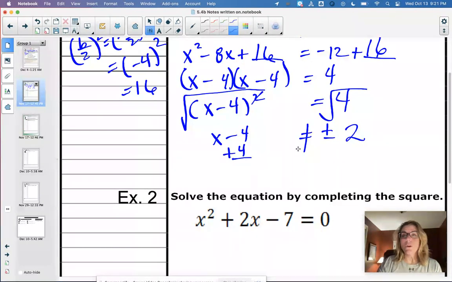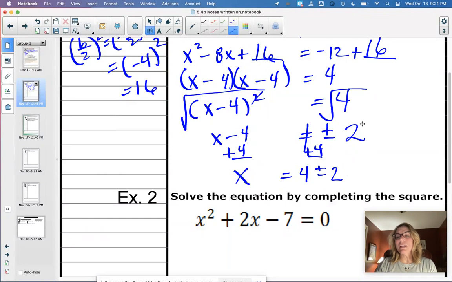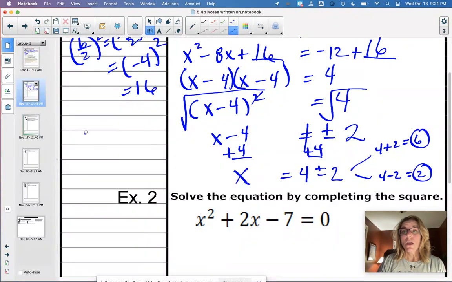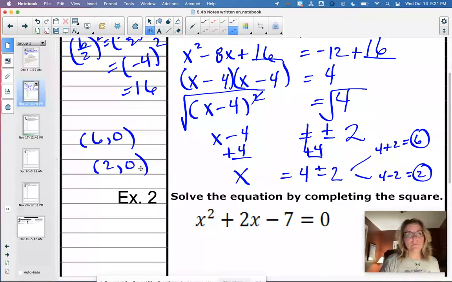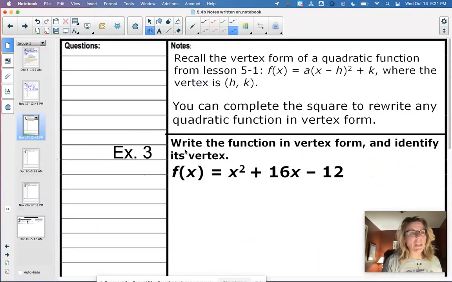Now we're going to add 4 to both sides. X is equal to 4 plus or minus 2. But we're not going to write the answer like that because we can write 4 plus 2, that's 6, and we can write 4 minus 2, that's 2. So these are our zeros, our x-intercepts, our roots. We can also write them as points if we choose to do that instead. Example 2, we will save for class. And now we're going to go on to example 3.